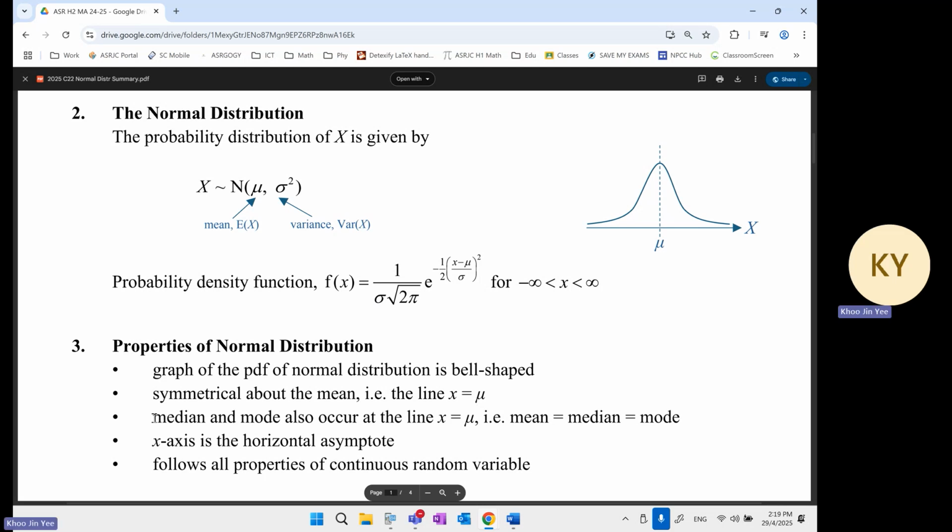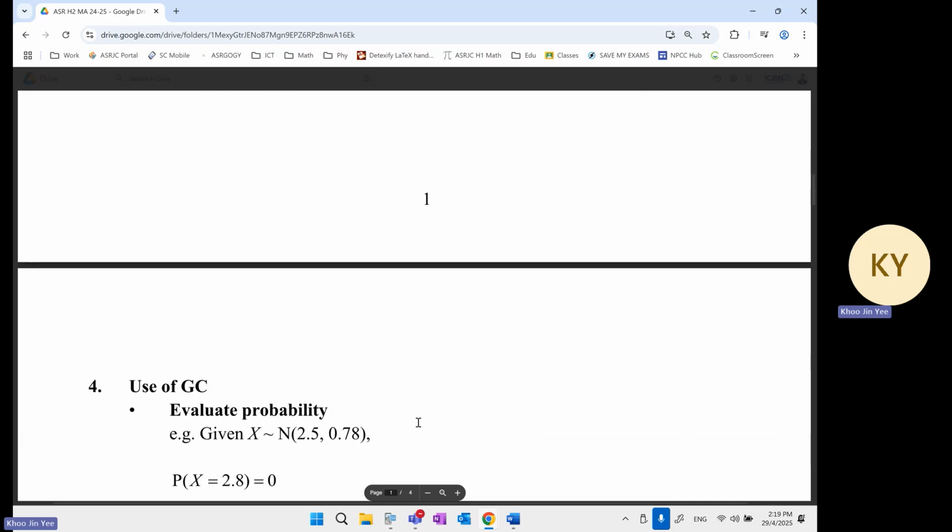Now for the normal distribution, the median and mode also happen at the line x equals mu, which is the mean. So mean equals median equals mode. The x-axis is a horizontal asymptote, and it follows all the properties of a continuous random variable, where the area under the graph gives you the probability. So with this, let's take a look at how we work with the GC.